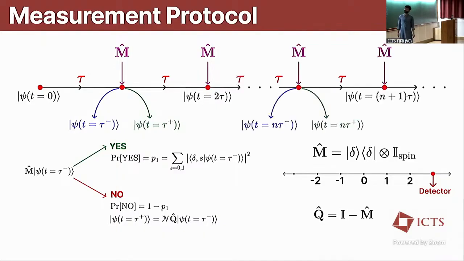And you keep doing that until you detect the particle, right? So the detector will give you a series of no, no, no, no, no, and finally a yes, right? And the first time that you get a yes is called the first detection passage time.